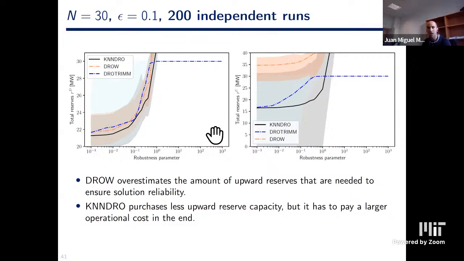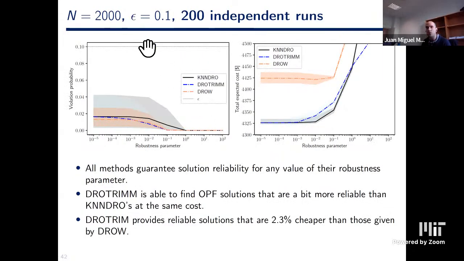Now, this is the same as before, but with a larger sample size, with n equal to 2000, that is, with a lot of data and information. Again, here the actual violation probability and the actual expected cost, and you can see that all the methods provide reliable solutions for any value of the robustness parameter. However, the OPF solutions given by the standard DRO approach are around 2.3% more expensive than the other two.